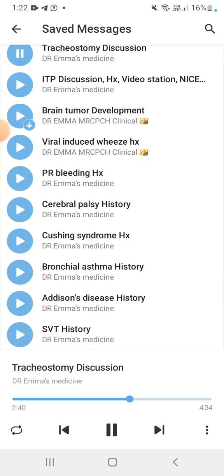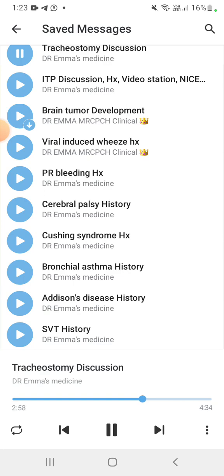I'm again repeating the complications of tracheostomy. Number 1, obstruction by secretions may cause hypoxia. Number 2, it can be dislodged. Number 3, infection. Number 4, bleeding. Number 5, ulcerations. Number 6, aspiration. Number 7, arrhythmia during suctioning. Number 8, air embolism. Number 9, structural damage to the trachea. Number 10, pneumothorax and emphysema.